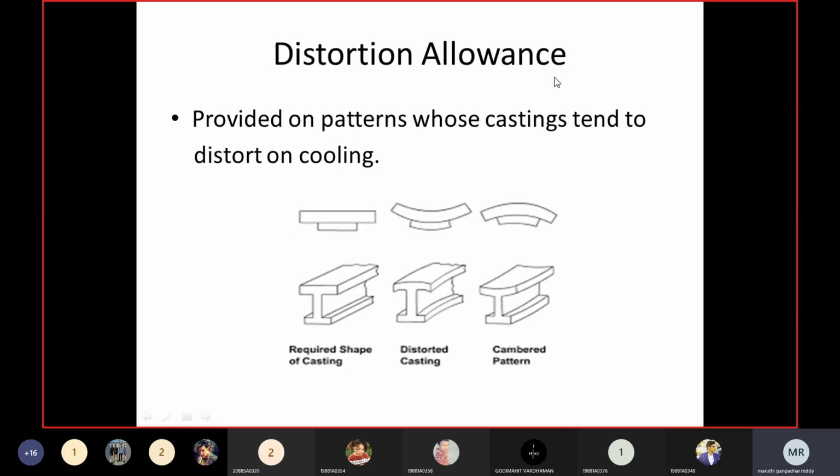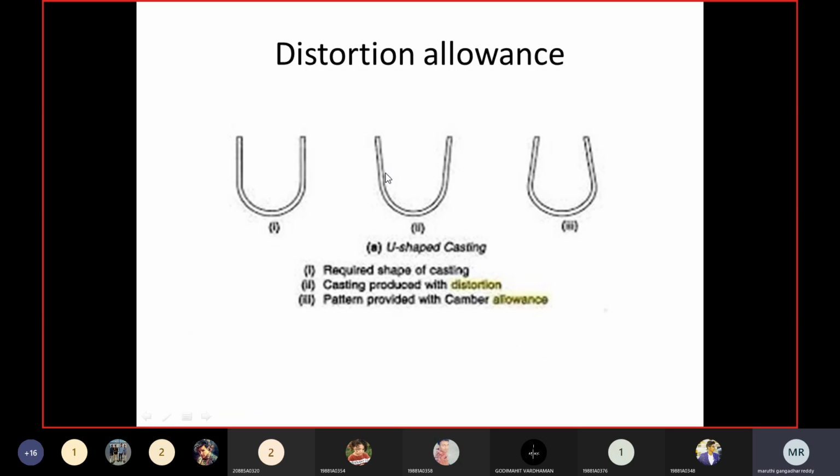And the next one, distortion allowance. It is provided on the patterns whose castings tend to distort on cooling. Especially this distortion allowance can be used in the case of U-shaped or V-shaped castings. So by using this particular slide, I can explain what is called a distortion allowance here.